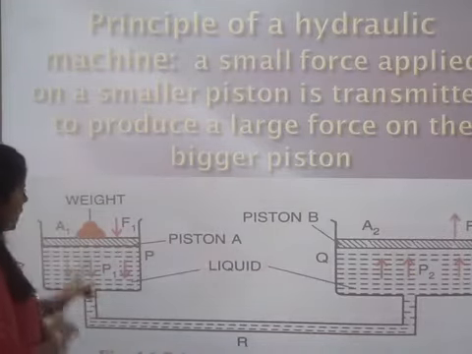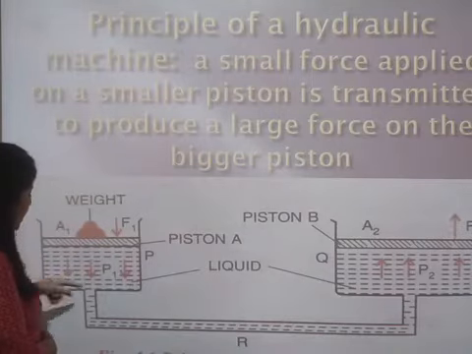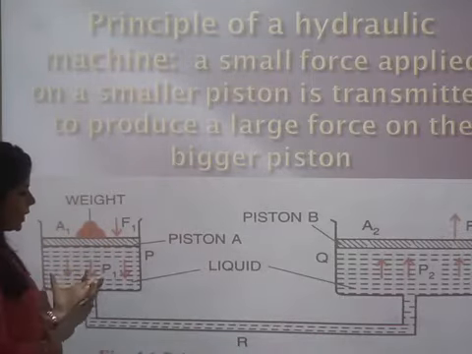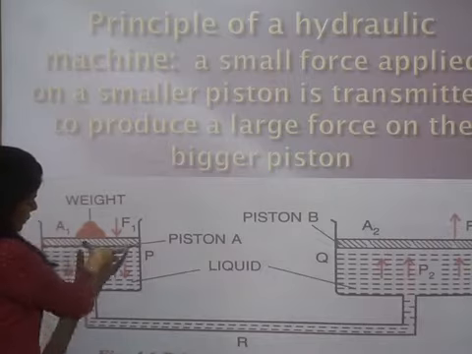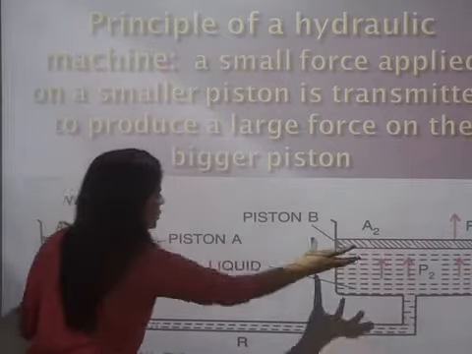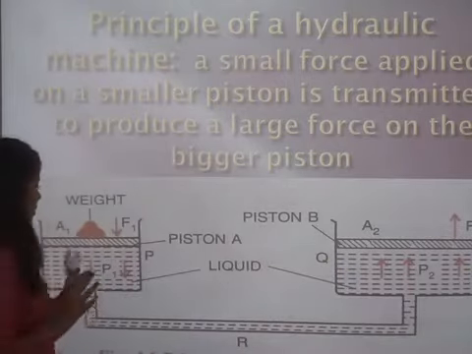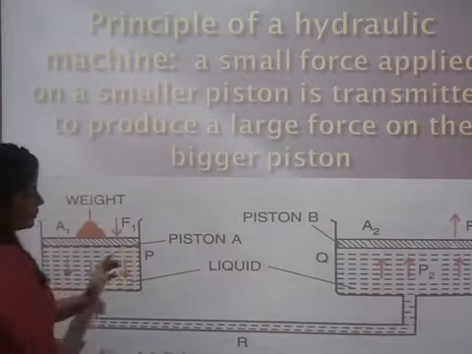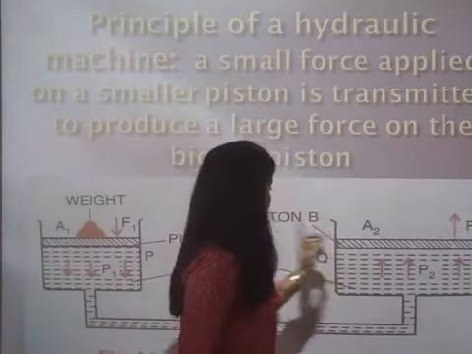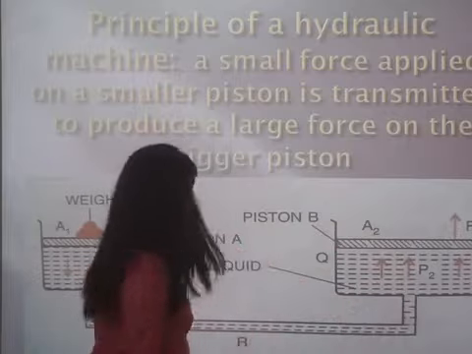So first of all, you can look over here. There is this box where the liquid is filled from this part to this part. So these two parts are attached to each other. So this area is A1. The area over here at piston B is A2.